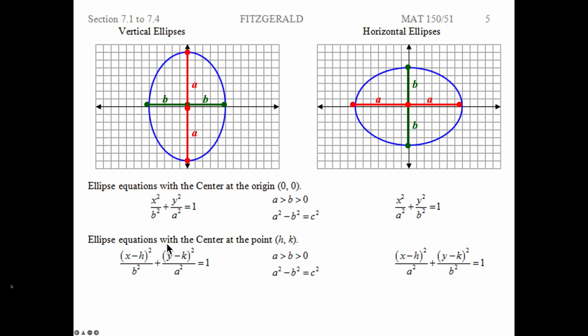And if we want some ellipse where our center is at H, K, again, notice there's just the H and the K being subtracted from X and Y.